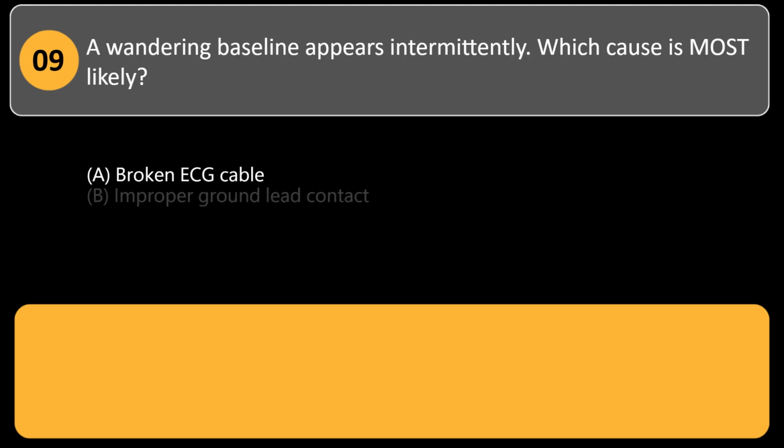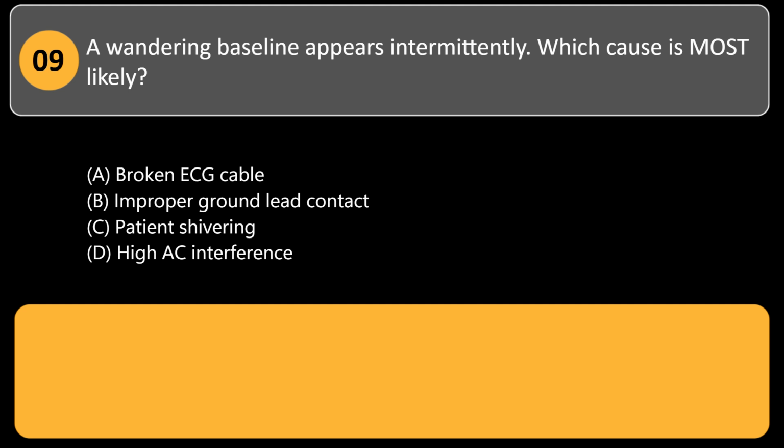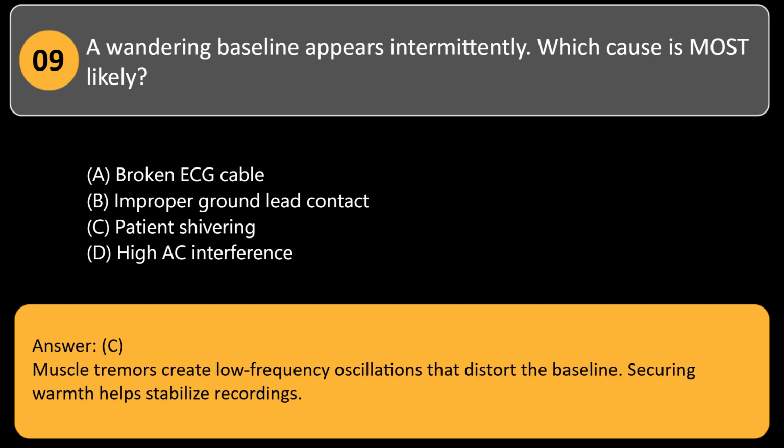A wandering baseline appears intermittently. Which cause is most likely? A. Broken ECG cable. B. Improper ground lead contact. C. Patient shivering. D. High AC interference. Answer C. Muscle tremors create low-frequency oscillations that distort the baseline. Securing warmth helps stabilize recordings.